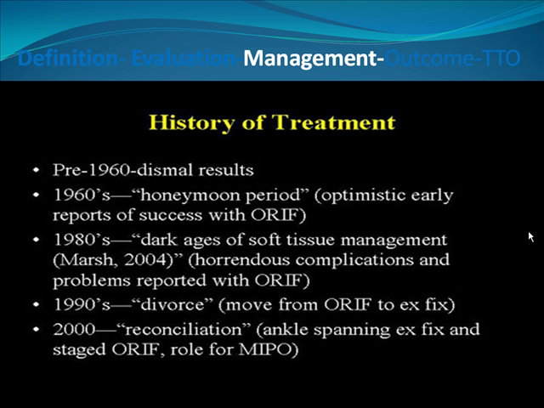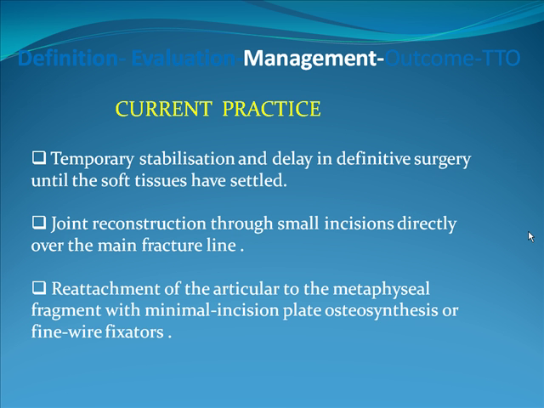And probably at the beginning of the 21st century, people started to do a sort of marriage between external fixator temporarily with a staged ORIF or minimally invasive percutaneous osteosynthesis. The current practice now is temporary stabilization and delay in definitive surgery until the soft tissue has settled. Then joint reconstruction through a small incision directly over the main fracture line, and reattachment of the articular fragment into the metaphyseal fragment with minimal incision plate.